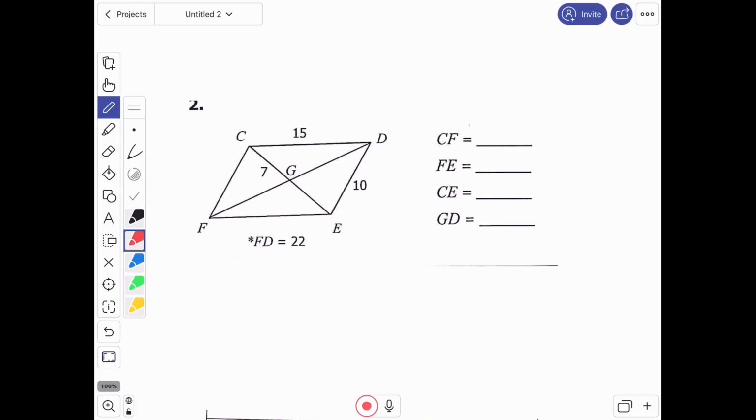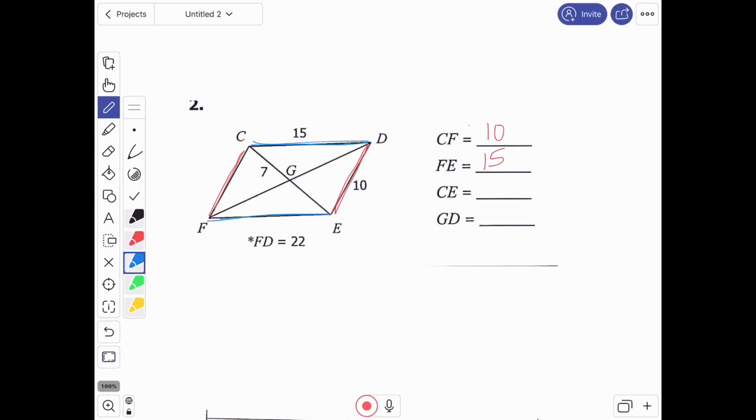But so for number two looked pretty good for the most part. Everyone was able to get CF is 10. That's because CF and ED are opposite. FE is 15. Again, FE is opposite of CD, and opposite sides are congruent.